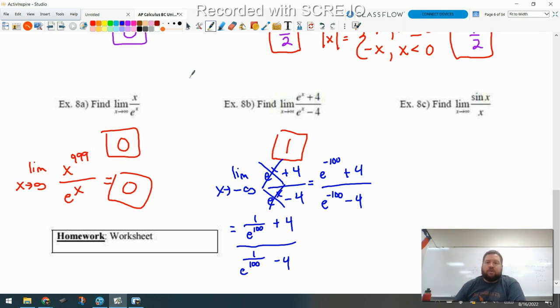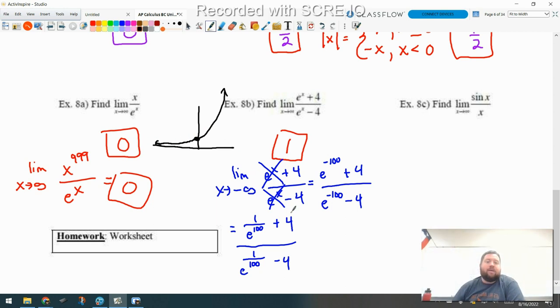Let's think about this visually real quick. The e to the x function looks like this. It has a point at (0, 1). To the right, it gets really big really fast. To the left, though, it has an asymptote at 0. It gets really, really small, and eventually it approaches 0. So if I'm going to negative infinity, those e to the x's eventually go to 0. And if those go to 0, what's left? Positive 4 divided by negative 4. That would be equal to negative 1.